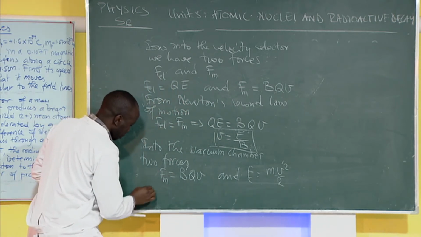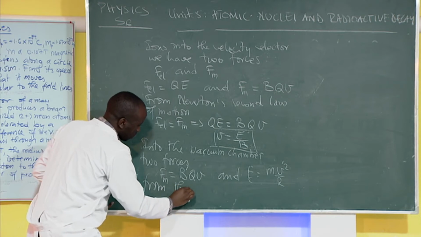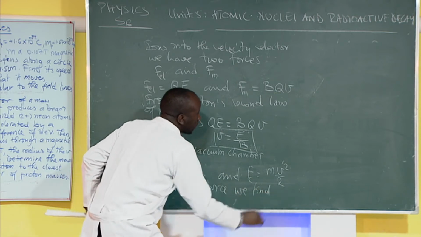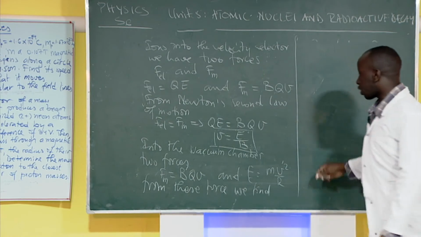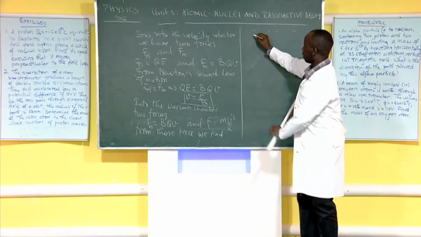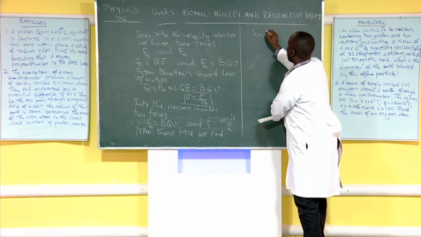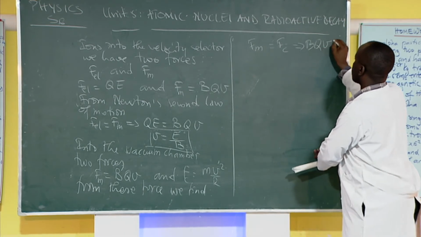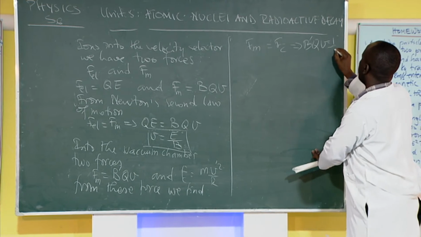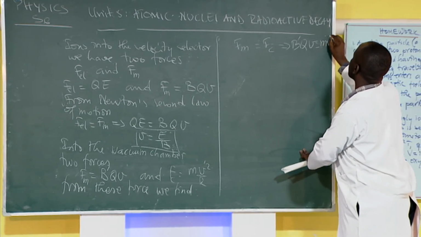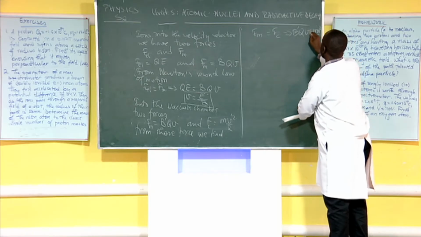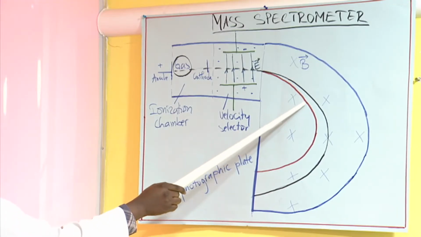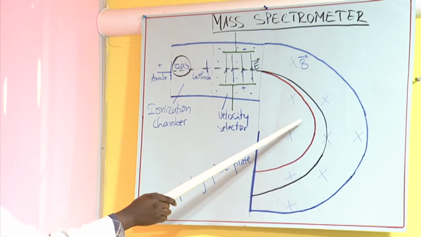Then from these forces, we find what we are going to find. Here we have F magnetic equals F centripetal, and this gives B prime Q V equals mass times V squared over the radius. So this radius is the radius of the path that it follows. Do you see that? This is the radius, right?